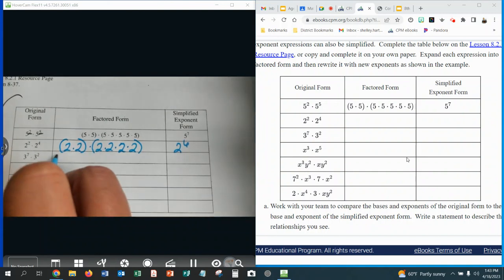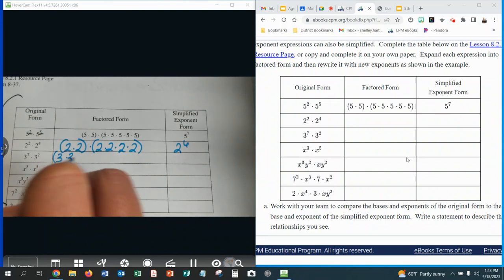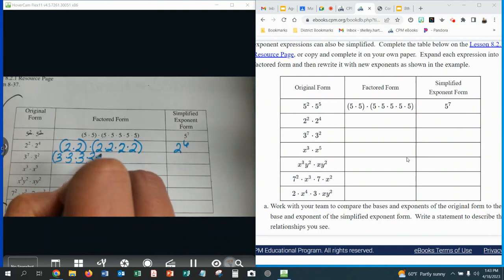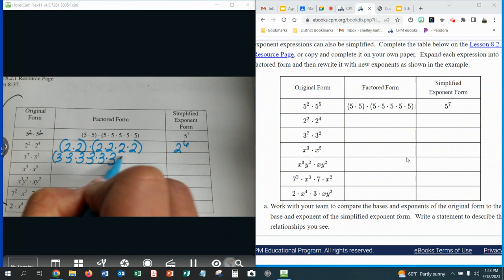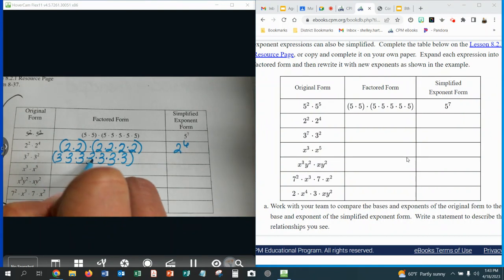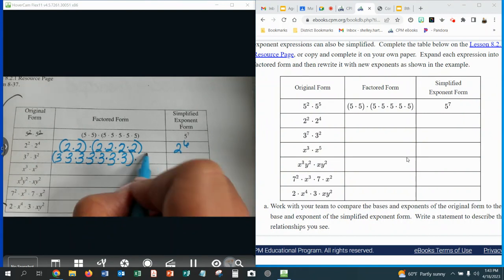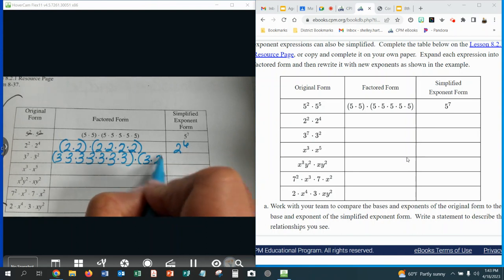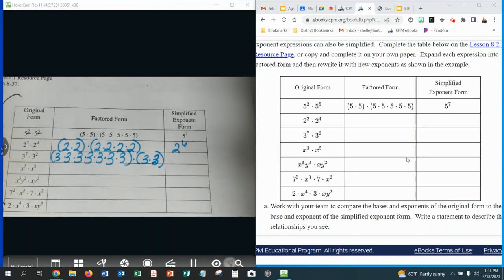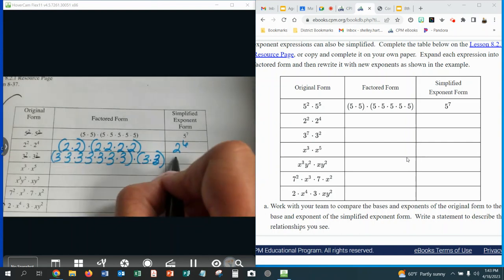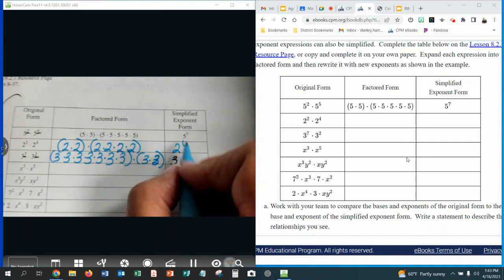What about this one, 3 to the 7th? 3 times 3 times 3 times 3 times 3 times 3 times 3. I think that's 1, 2, 3, 4, 5, 6, 7 times 3 times 2. Oops. Okay. What is this one, Sophie? Yes, very nice. See, we could have just added 3 to the 9th power. Great.